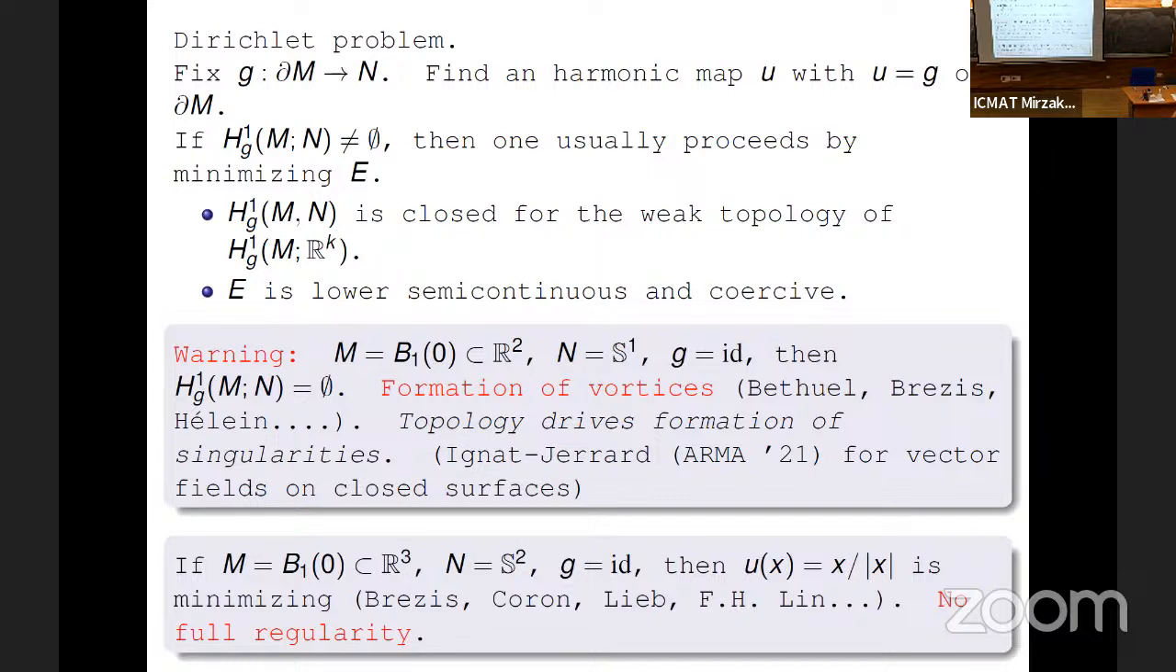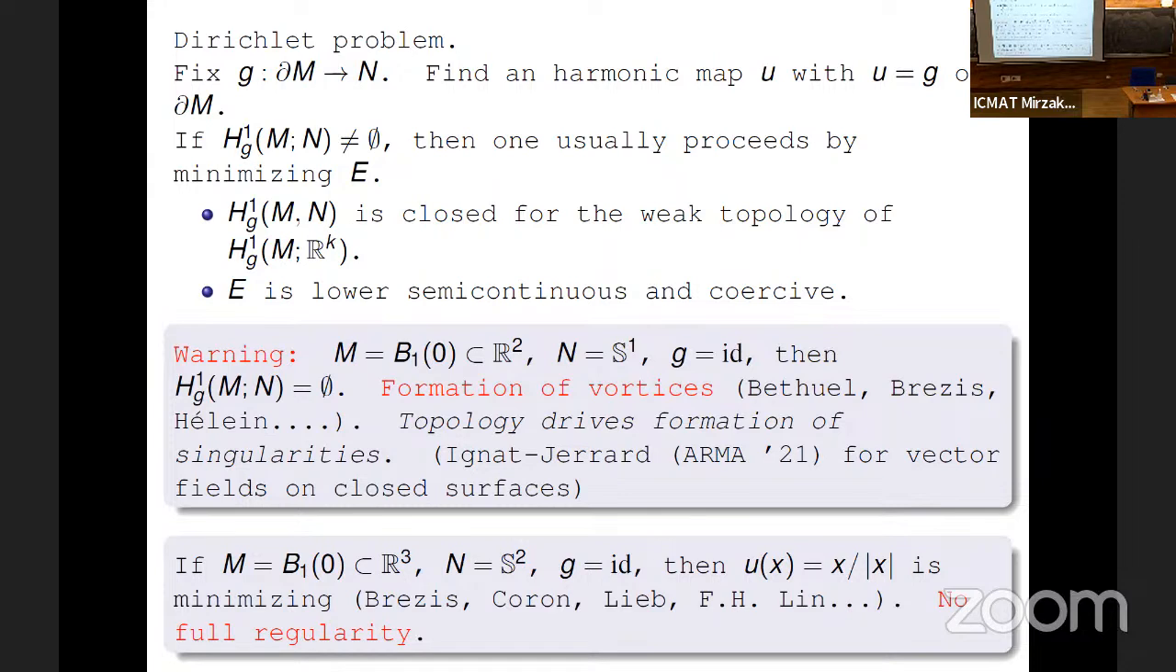And this is a nice example because, among the others, it shows that minimizers may not be smooth. So you have a singularity exactly in the origin. So this is, I mean, an example for the occurrence of partial regularity in higher dimensions. Okay, so this is for the static situation.